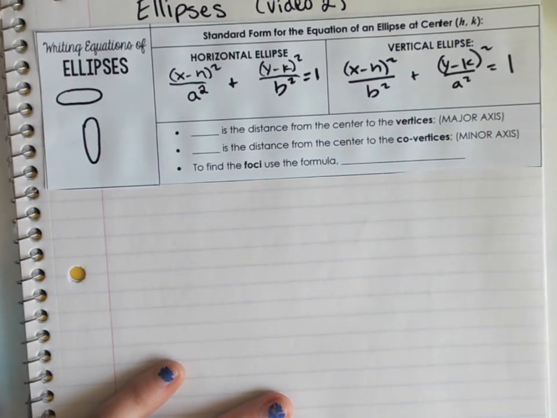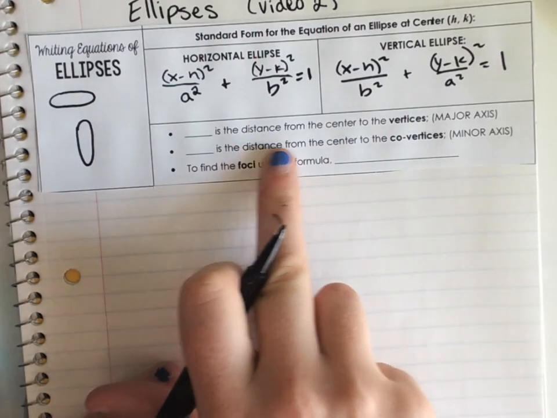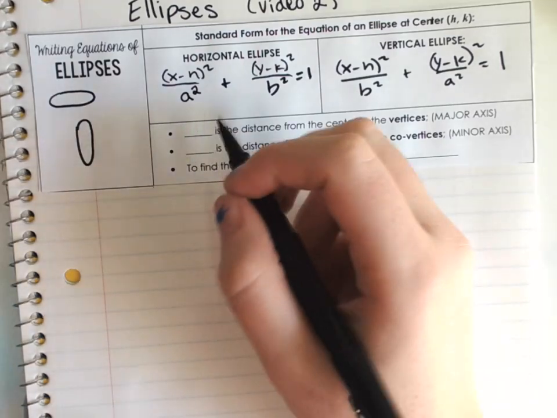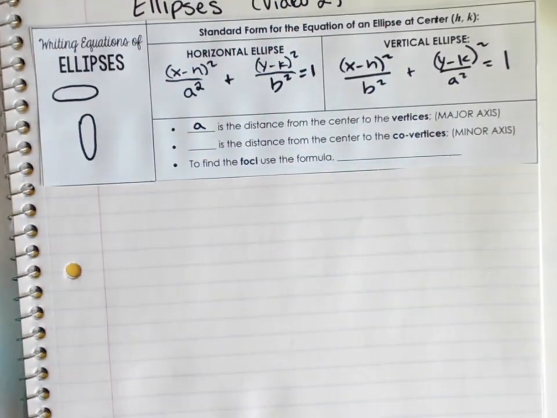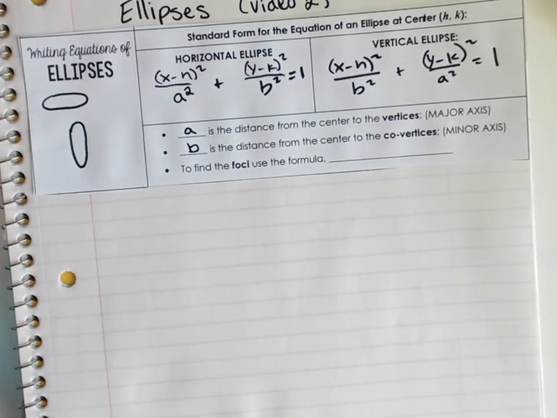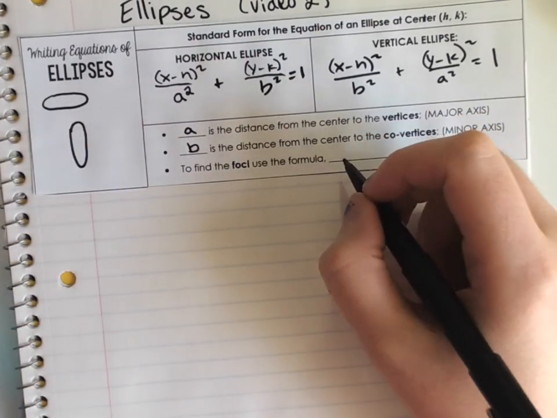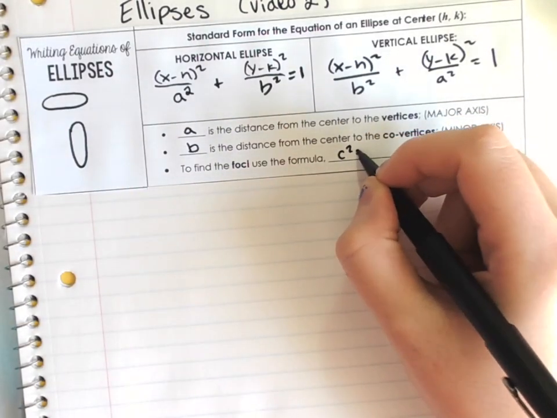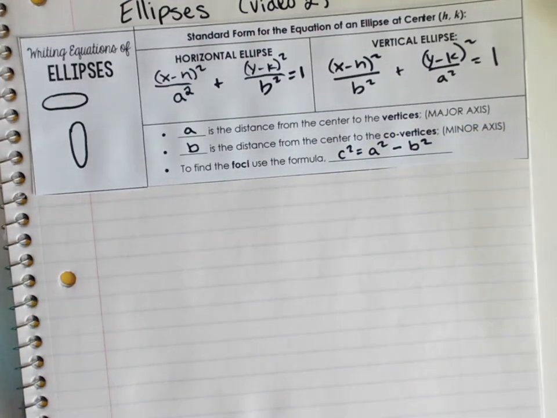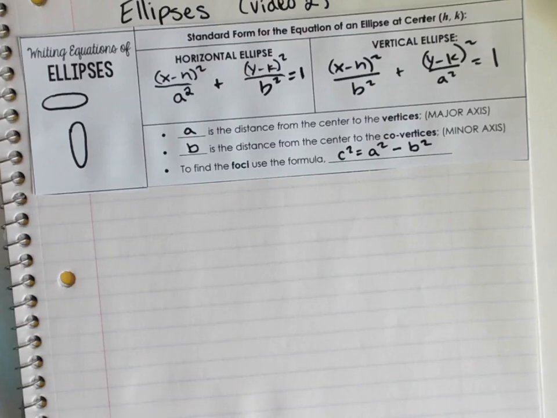Alright, so let's talk about what these are. What is the distance from the center to the vertices, or the major axes? That would be a, and the distance from the center to the co-vertices would be b. And to find the foci, we would use the equation c squared equals a squared minus b squared. Remember, that's not the Pythagorean theorem, don't confuse the two. This is just review, so if you don't remember this, go back to an earlier video and relearn it. Make sure you know how to use this before watching this video.